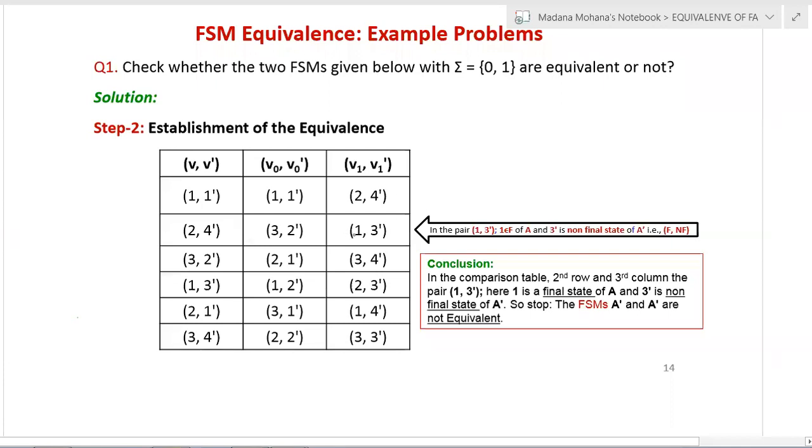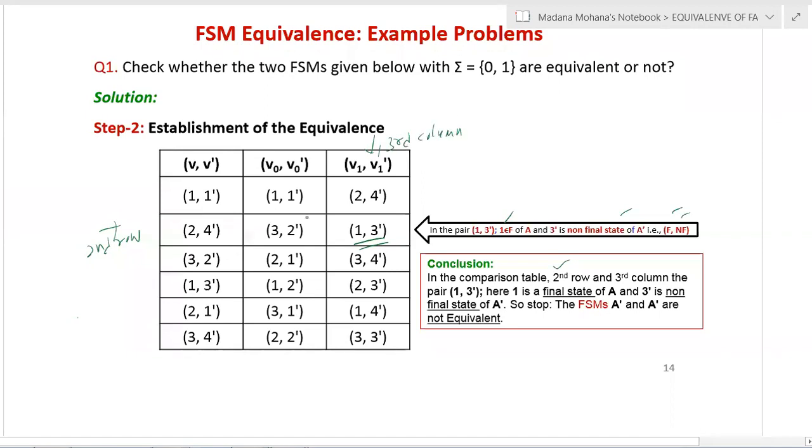So here the pair 1 comma 3 dash in the second row of the third column, 1 comma 3 dash, where 1 belongs to the final state of the first machine, that is A, then 3 dash is a non-final state of the second machine. So therefore it is in the form of F comma NF. In the comparison table, this is the second row, then the third column. Now this is the third column.